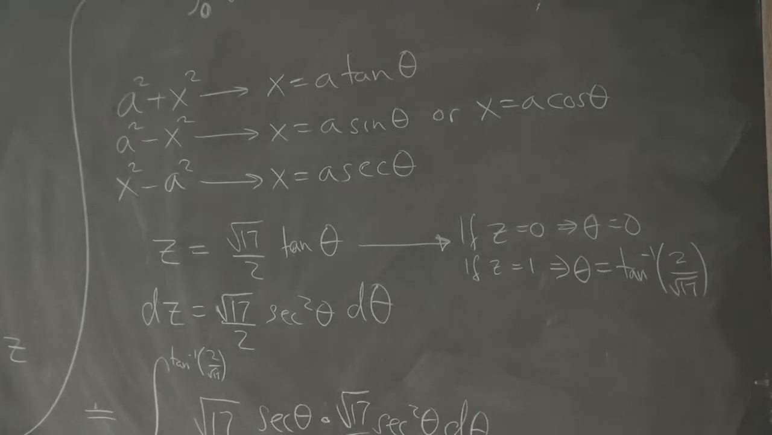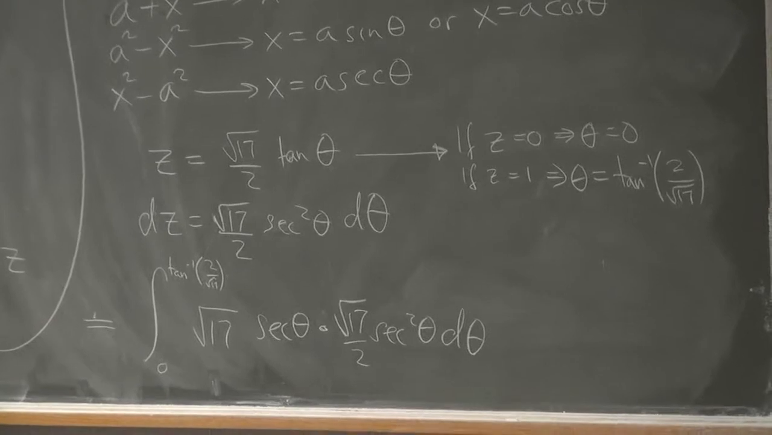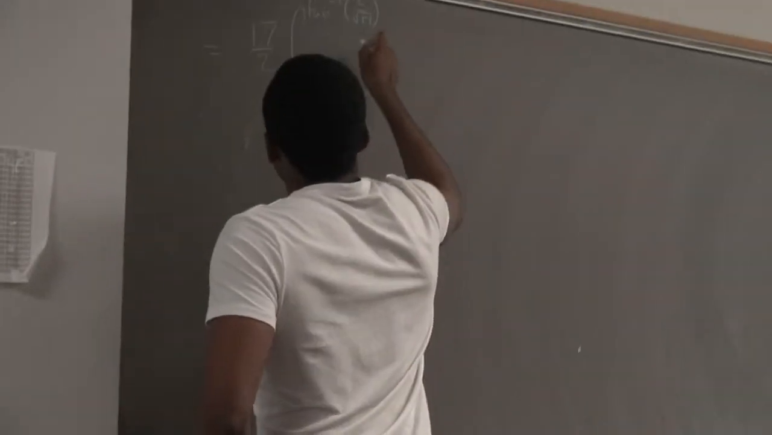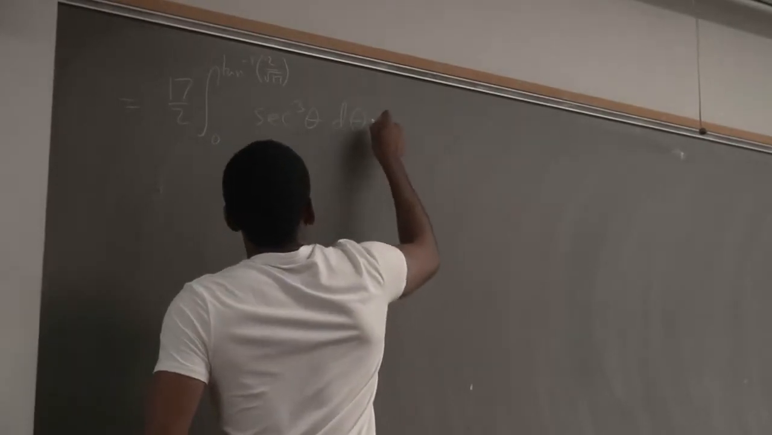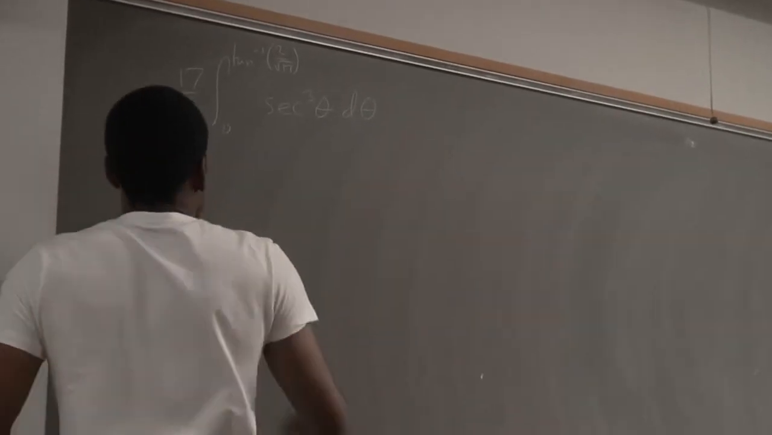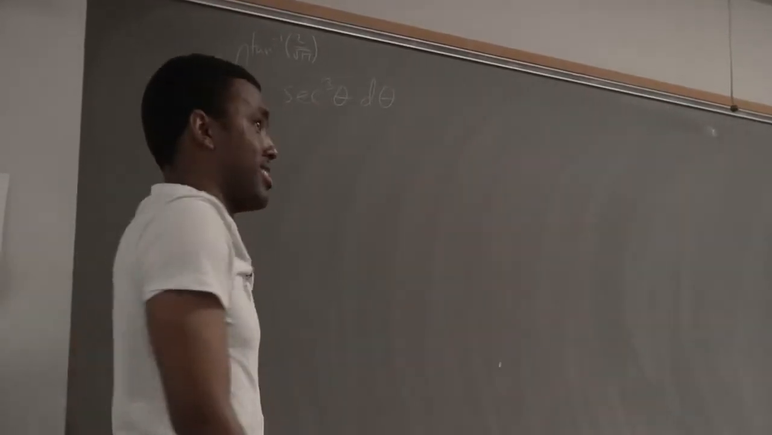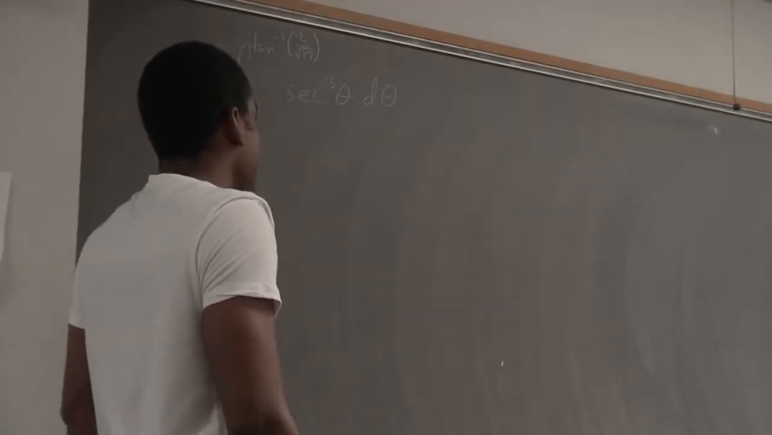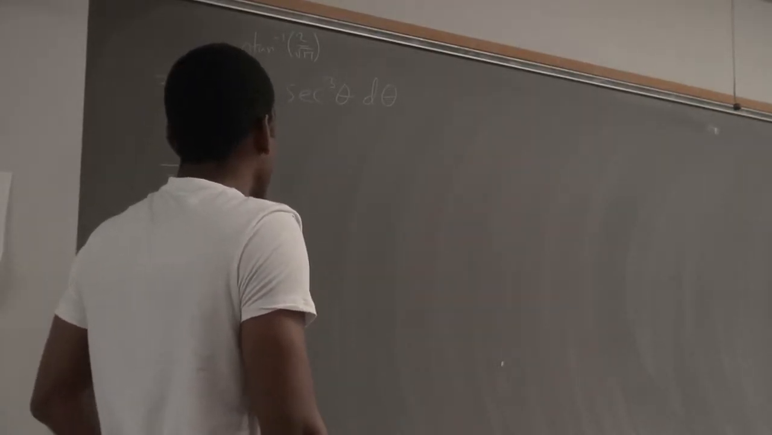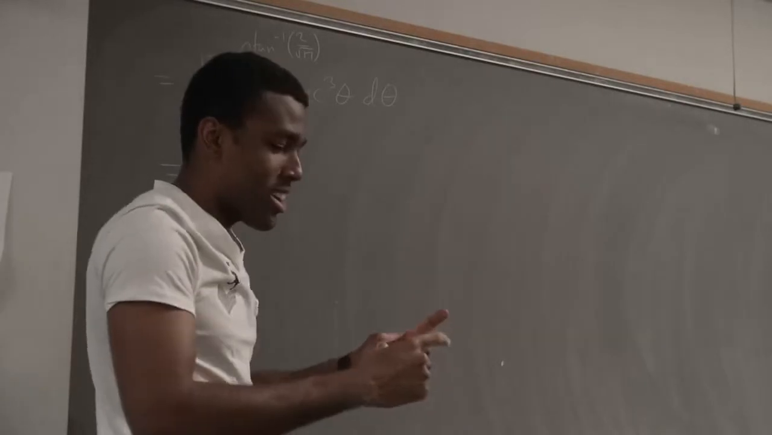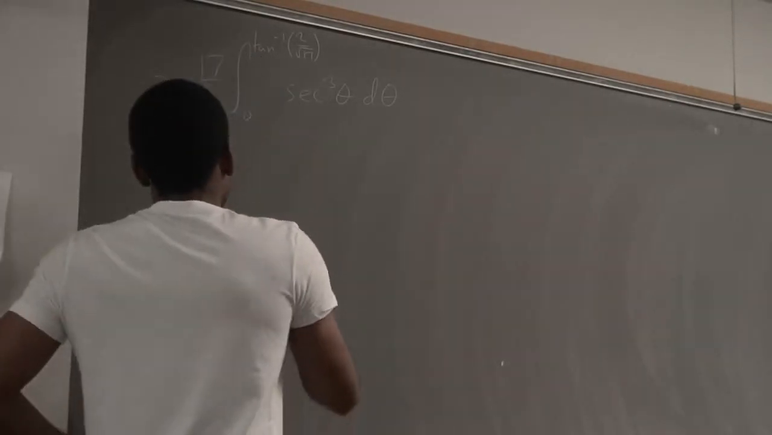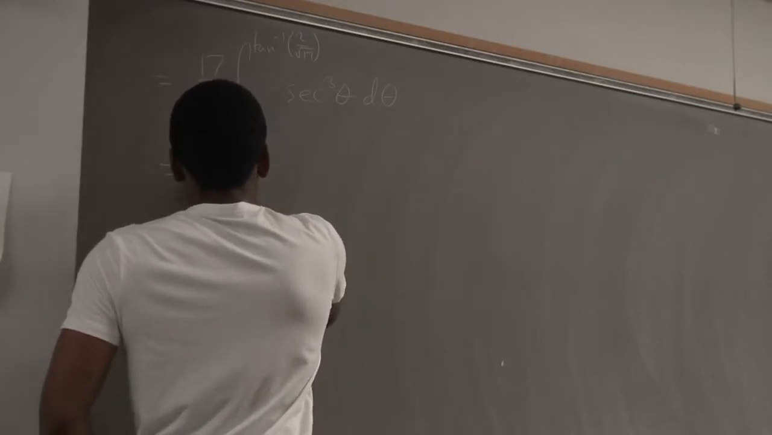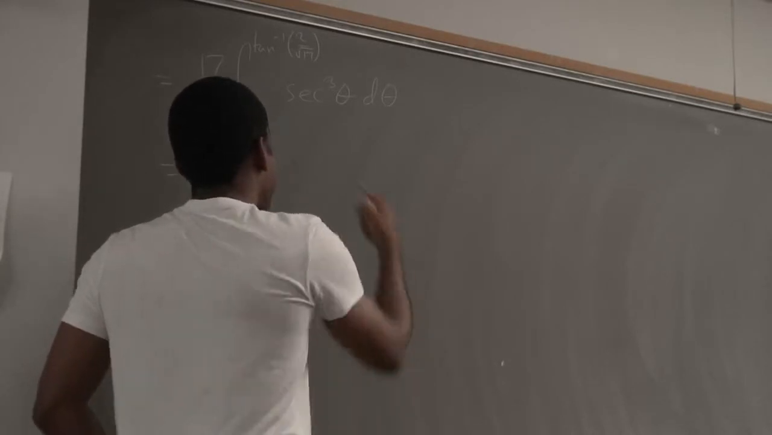Which is actually 17 over 2, integral from 0 to tan inverse of 2 over radical 17 of secant cubed. Remember that guy? This is a horrible one, right? It's like the weird integration by parts where secant showed up squared. I think it was a question on its own on a Calc 2 final before, like 12b, compute this integral.